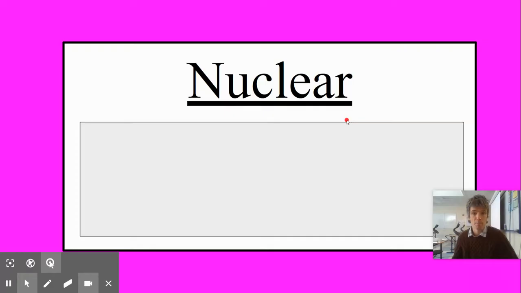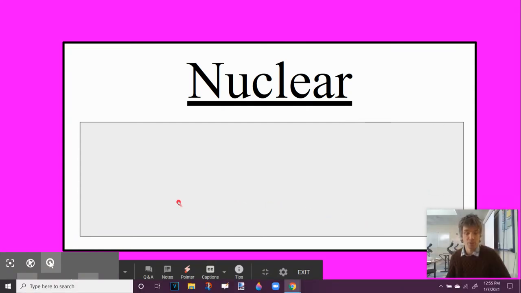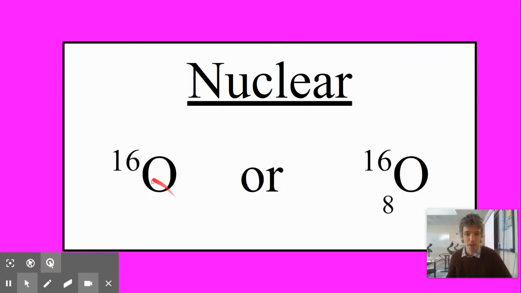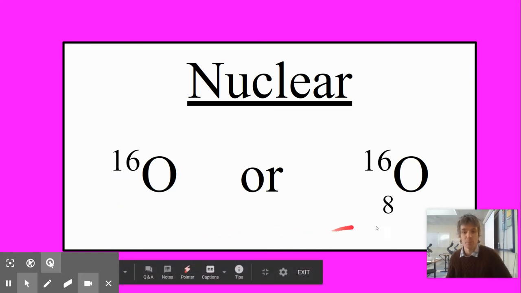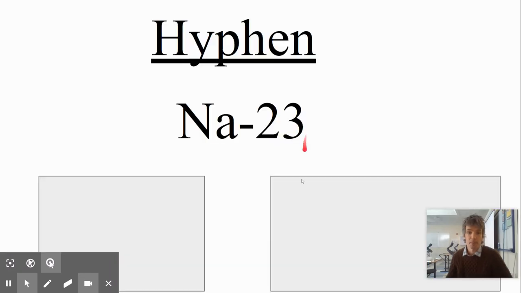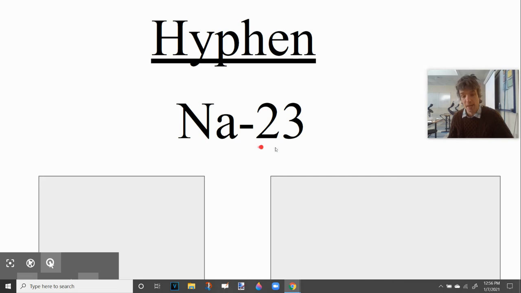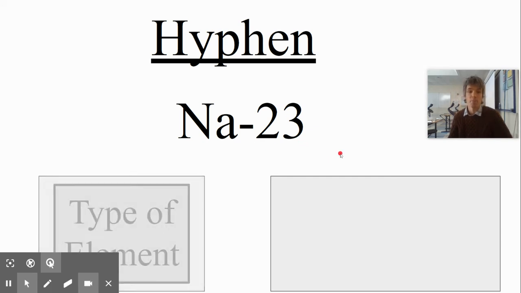All right, now, so just to recap, nuclear notation can look two ways. You can either write the atomic number in or not, all right? You need the mass number, because that's the whole point of it. Now, the other notation is hyphen notation, and hyphen notation is where you've got a symbol for an element and then a mass number, all right?